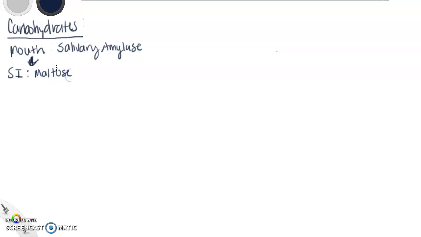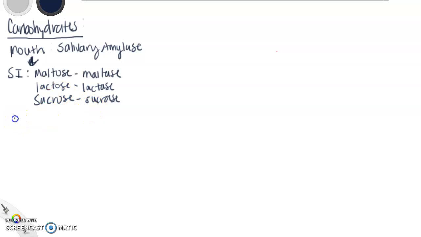and that's maltose, lactose, and sucrose, then we have brush border enzymes, or enzymes that are in the brush border, that break those down to monosaccharides. So that would be maltase, lactase, and sucrase. So once we get down to glucose, fructose, and galactose, those are what get absorbed into the body.